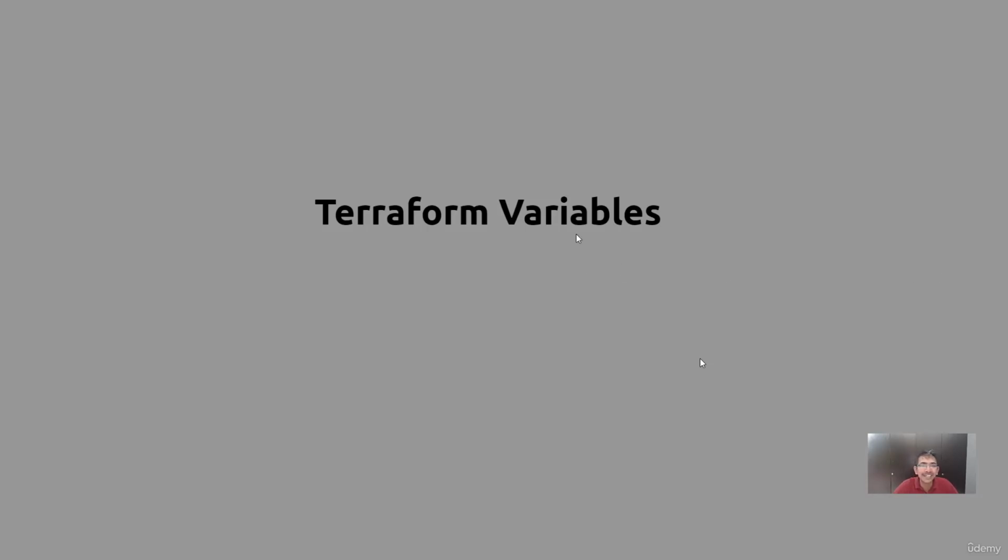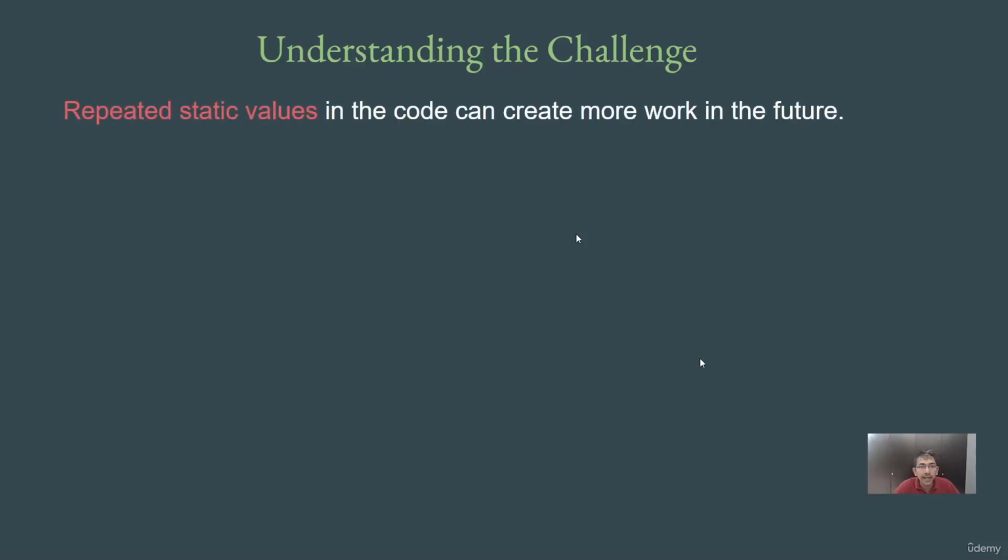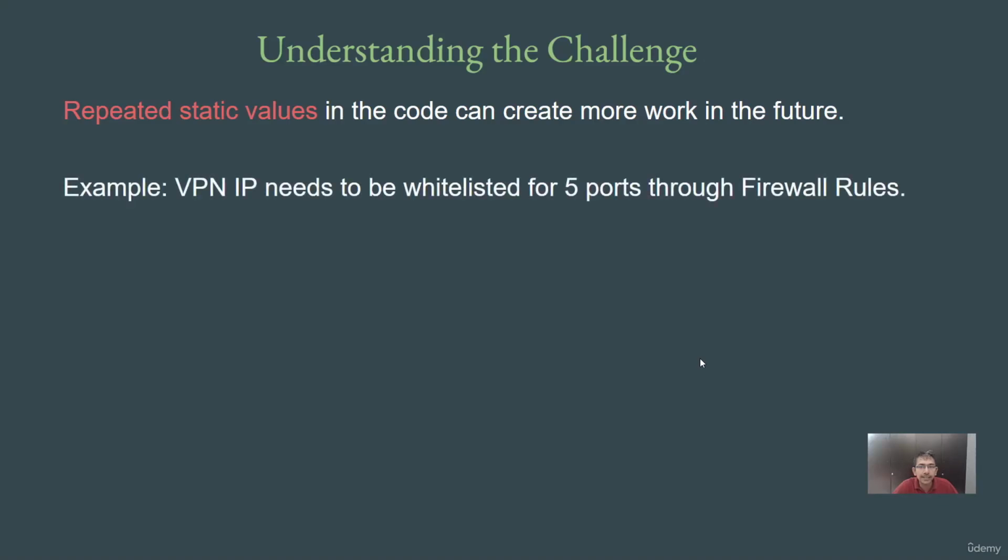So let's go ahead and understand the challenge, post which we'll look into how variables allow us to solve that specific challenge. Now, one of the important things that we need to keep a note of is that whenever you have a larger code base which has repeated static values, it will create a lot of issues and manual work in the future. And ideally in any code that you write, repeated static values should always be avoided. So let's go ahead and understand this with an example.